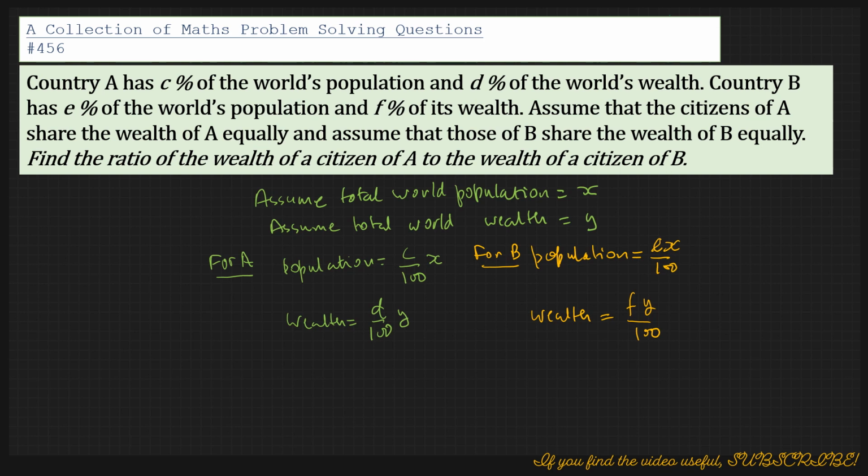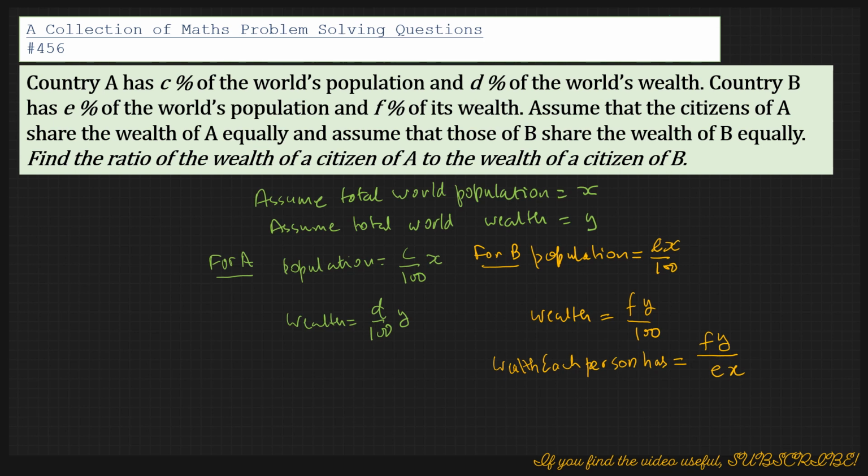So each person in B, if I may say, each person has wealth: the total population is this, they have this much wealth. So each person will have FY out of EX. The hundreds get cancelled out.